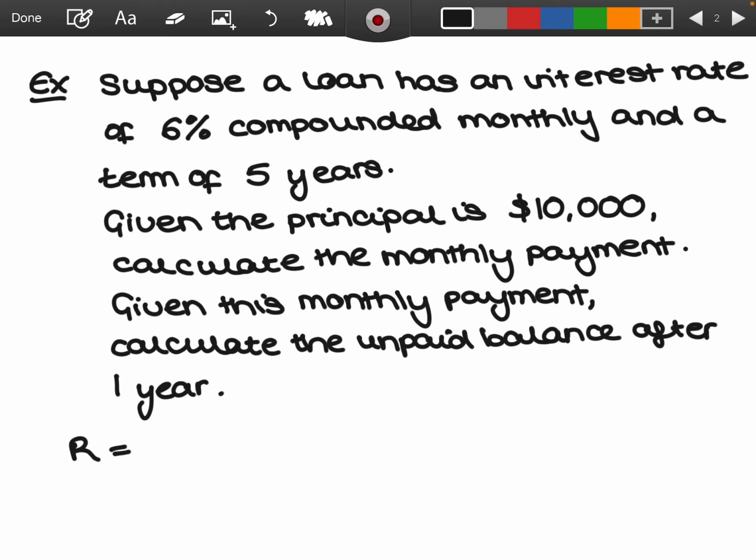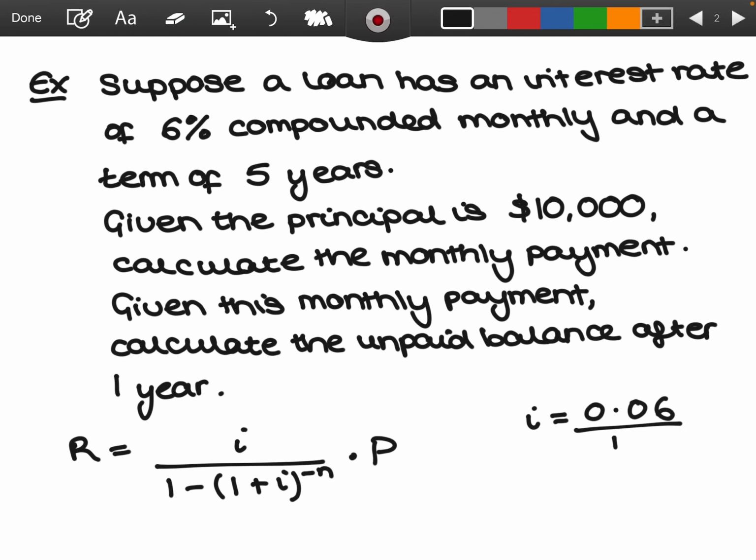So your rent payment, the payment that we are making towards the loan in this case, the formula for that was i over 1 minus (1 plus i) to the negative n, multiplied by P, where P is now our principal amount. It's the amount that we have left to pay off the loan. i is the interest rate per period. So in this case, we have 6% compounded monthly. So i would be 0.06 divided by 12 because it's the interest rate per period.